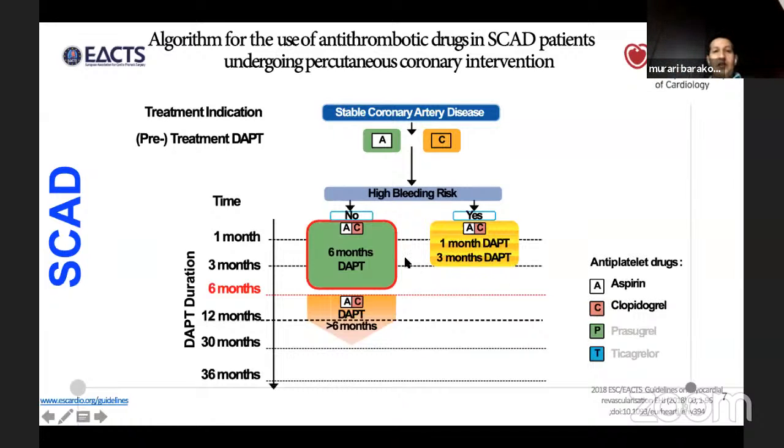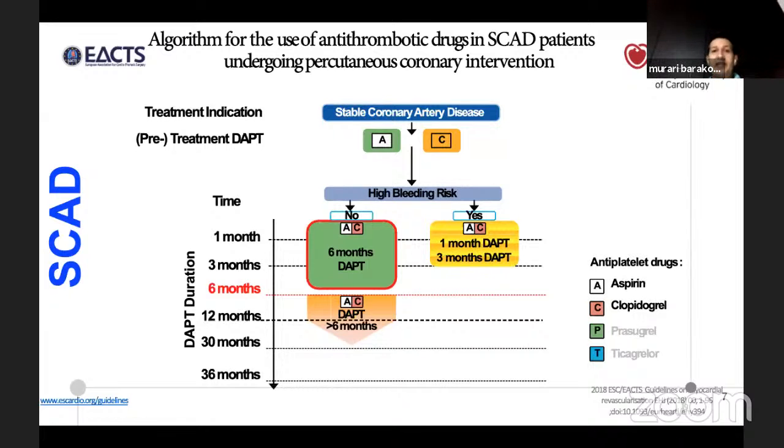I'll come to what is high bleeding risk, what is low bleeding risk, and what is high thrombotic risk. If the patient is not bleeding and the thrombotic risk is high, that means the patient's propensity or risk to have another coronary event is high, then we can prolong, and data is showing that up to 30 months of data is there. But beyond 30 months, we don't have any data, and there is not much requirement.